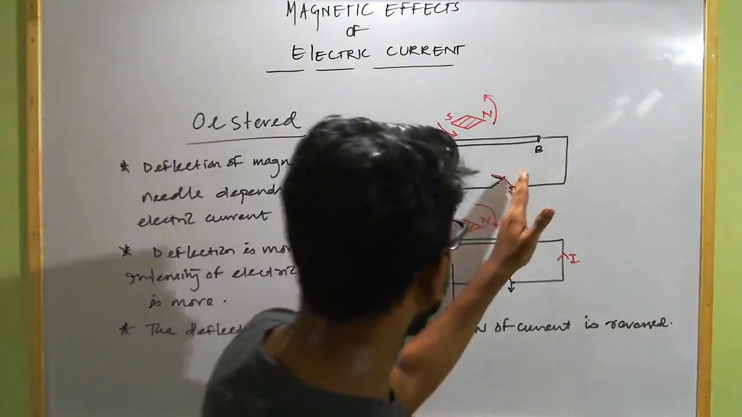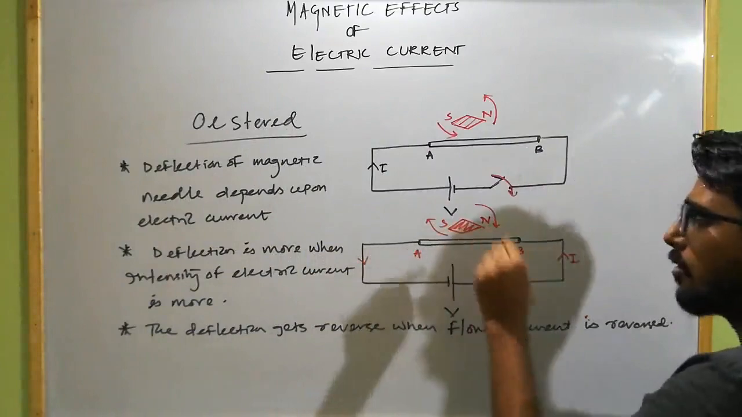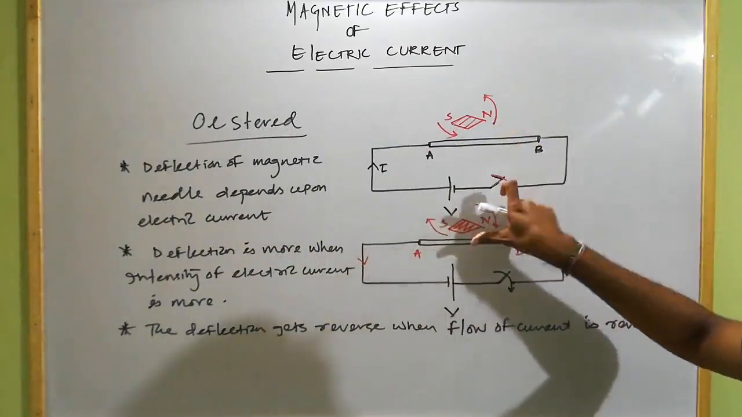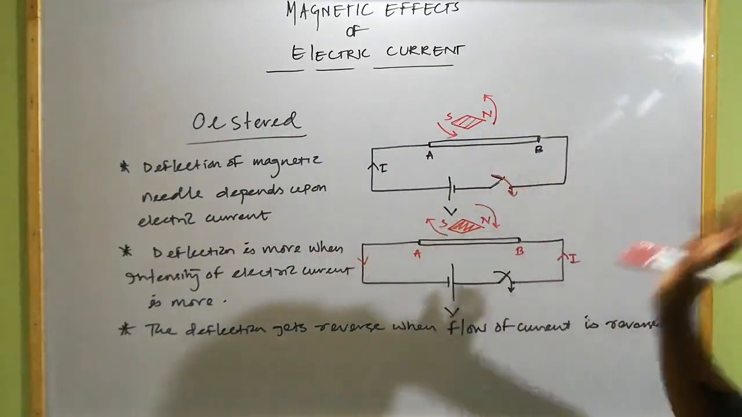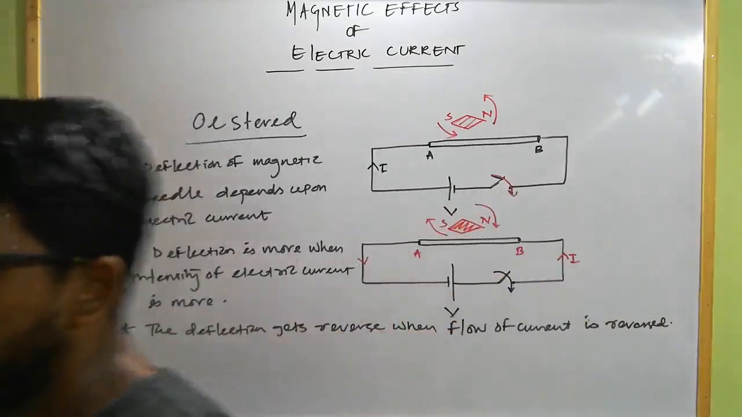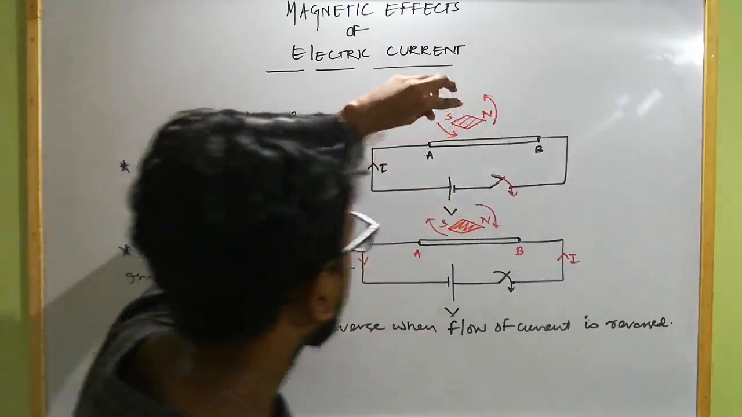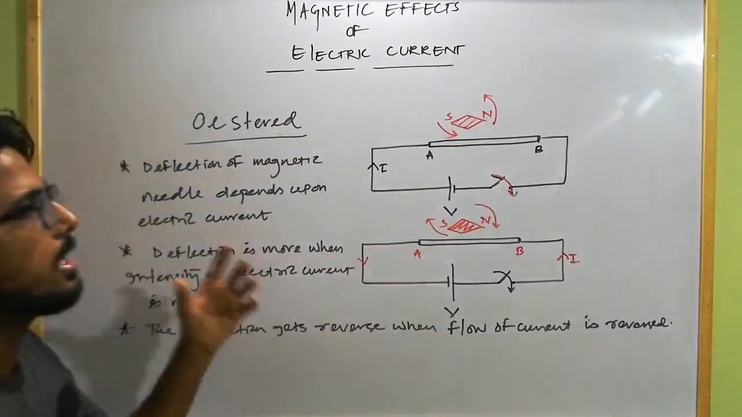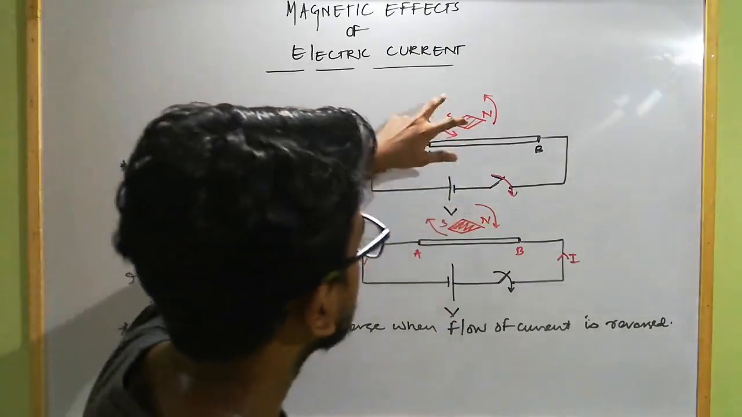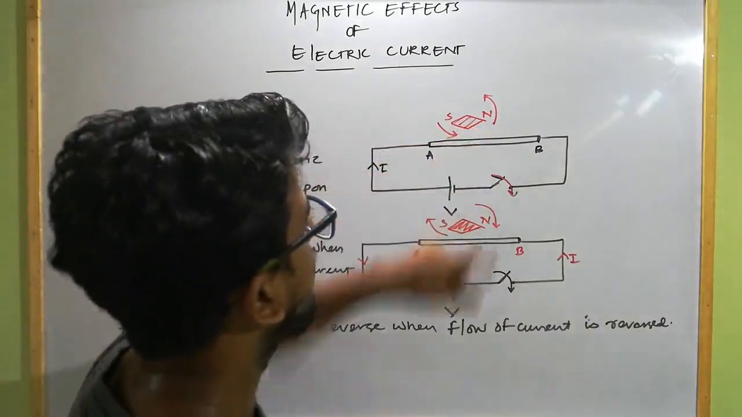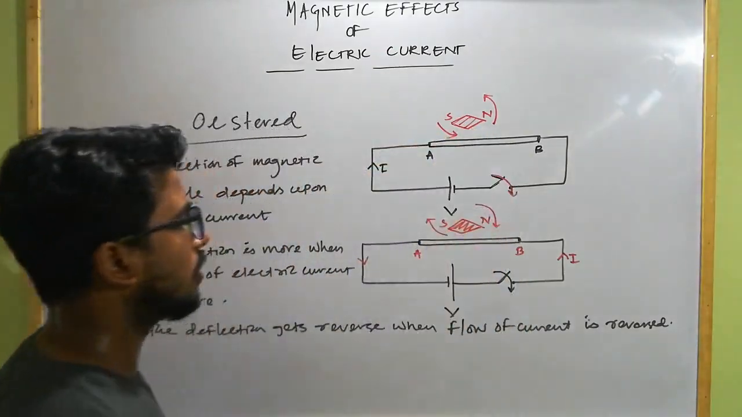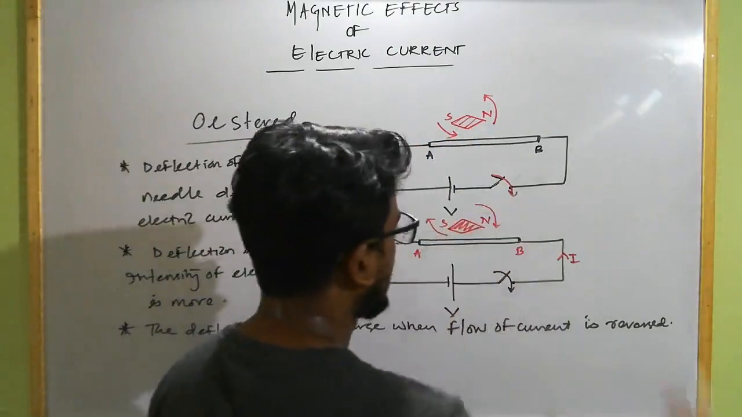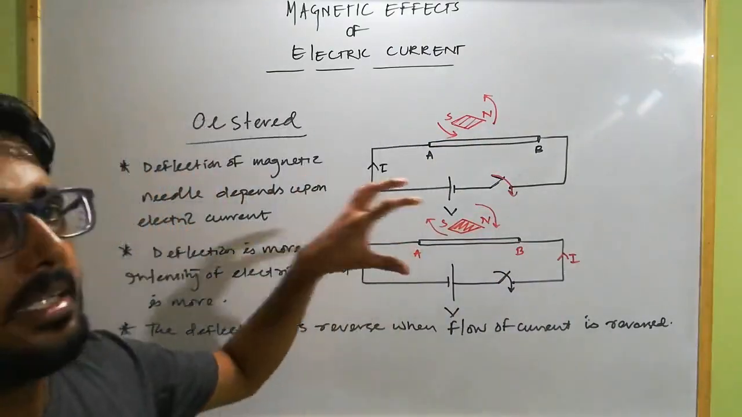And if we reverse the direction of flow of current in the current carrying conductor, then the deflection of the compass also gets reversed. Clear? It was observed by Oersted. Now, as the compass only gets deflected when it is placed within a magnetic field, that means as this magnetic compass gets deflected close to a current carrying conductor, near to this current carrying conductor there must be a magnetic field present.